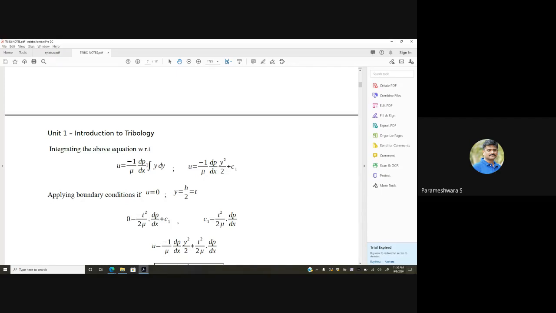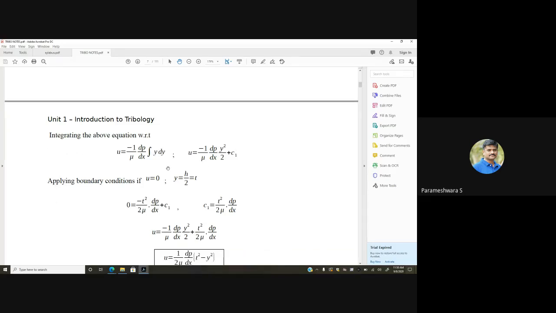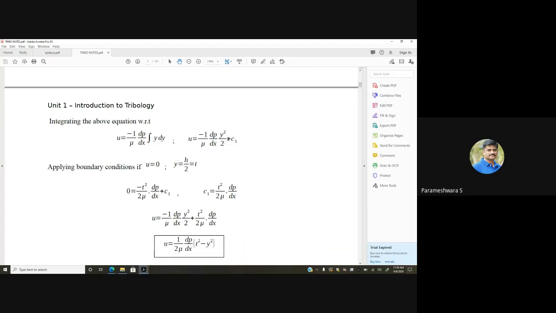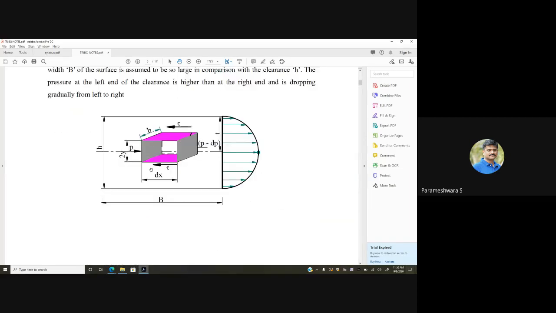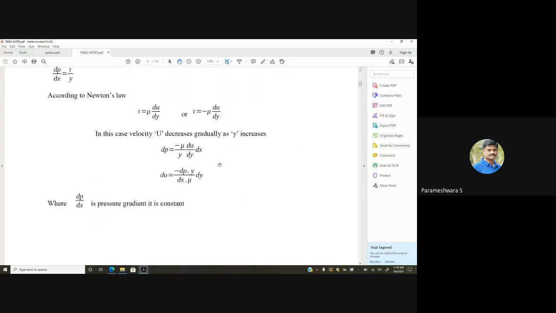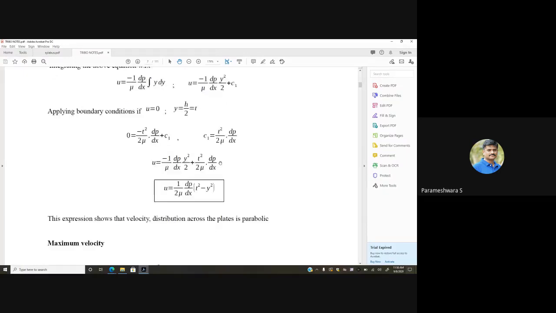This is integration, keeping the constant term on one side and the variable within the integration. It is purely mathematics, applying the boundary condition: u is equal to 0 when y is equal to h by 2, which is nothing but t here. Then simplifying this, putting the u value 0 and extracting the constant c1, and resubstituting back into this equation, I will get the expression for u, that is the velocity distribution across the plates.